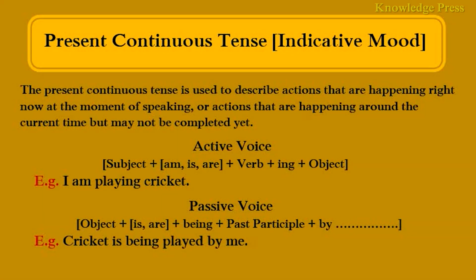Now see, I am going to explain the active voice. Firstly, you have to use subject, am is a verb, ing, object. Now see the example. I am playing cricket. Passive voice: object, is being, past participle, by. Example, cricket is being played by me.